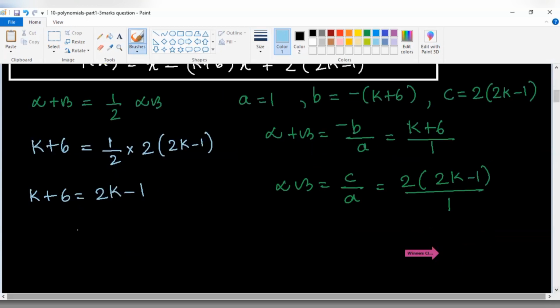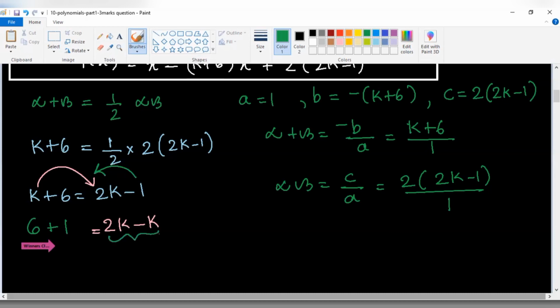Now in order to get the value of K, let us take this K to the right side, because on the right side we have 2K. So 2K minus K. And on the left side we have a 6. And let us take this negative 1 to the left side, so negative 1 will become positive 1. Now 2K minus K is K. So we got the value of K as 7. 6 plus 1, 7.